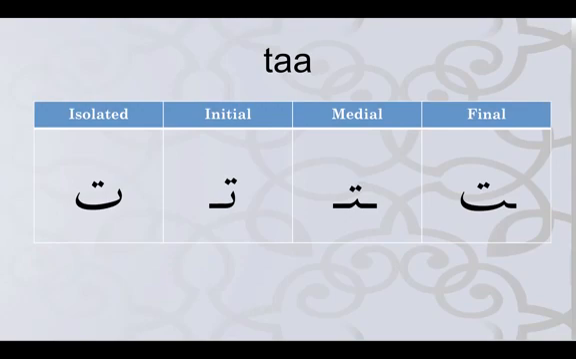Now, this is another letter that you learned already. The letter is ta. On the left, you see its isolated form, very similar to the letter ba. It's written in 4 different unique forms. Its isolated form is different than its initial, medial, and final forms. Next is the letter tha. It's another letter in which its isolated, initial, medial, and final forms are written differently.